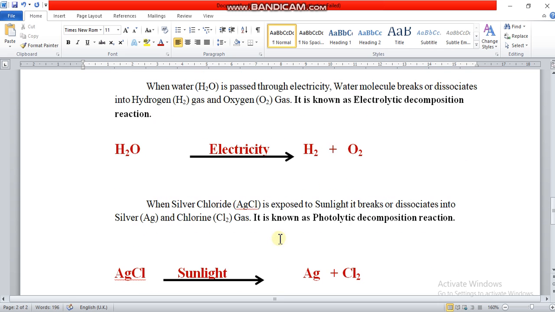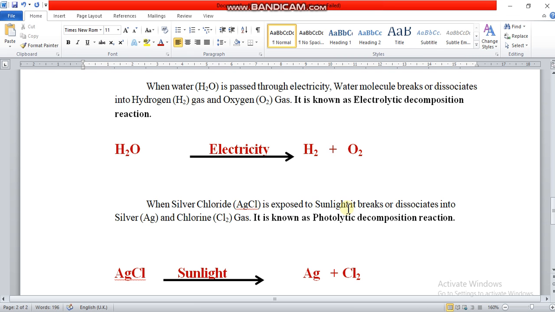Then we move to the third one. Here, sunlight is used as the source of energy, where substances are broken down in the presence of sunlight. If silver chloride is exposed to sunlight, it breaks or dissociates into silver and chlorine gas. Silver chloride is a substance which is used in photography. It is kept in a dark colored glass bottle.